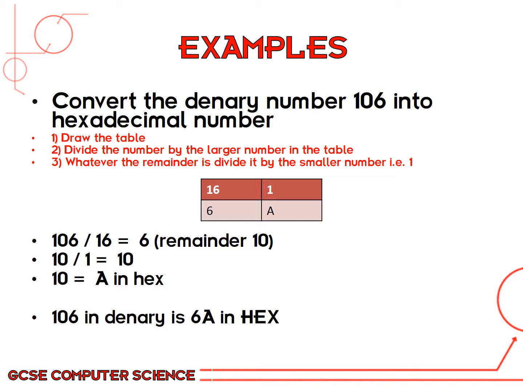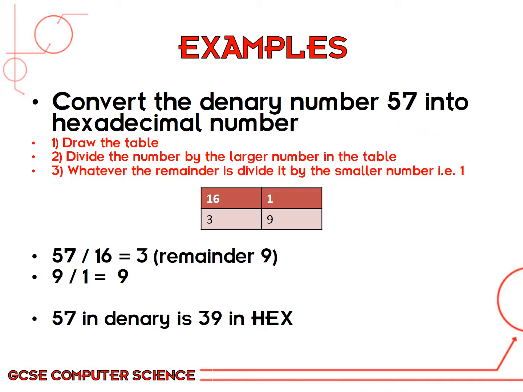Okay, so, 16 goes into 106. So it goes in 6 times with 10 left over. So you put your 6 into the low end of the table, and then you basically put 10 in the other one. However, what we know is that 10 is actually A in hex, so we're going to put an A in instead. So 106 in denary is 6A in hex.